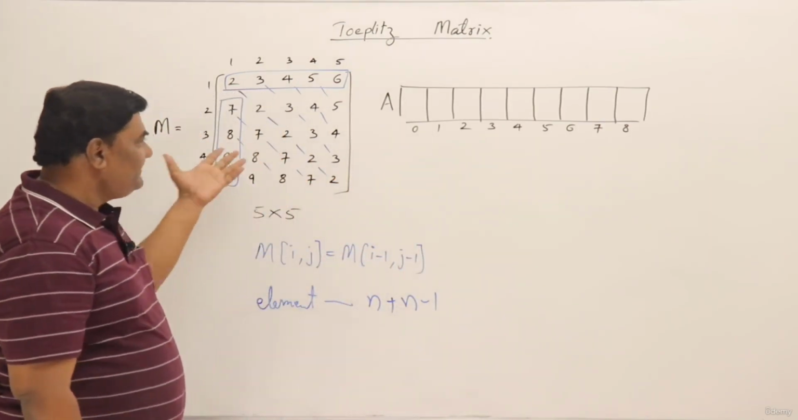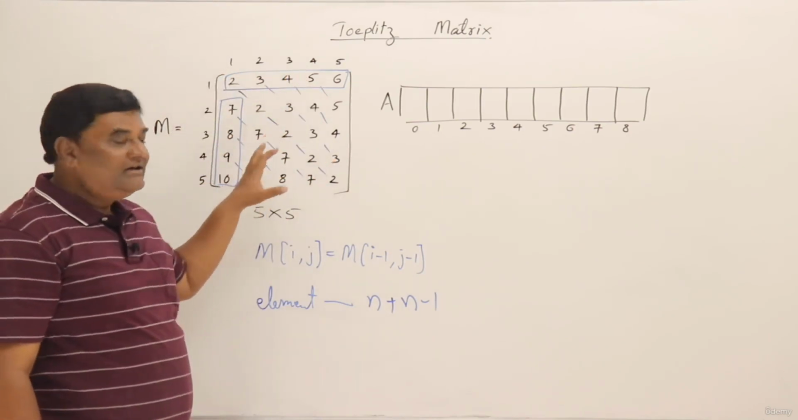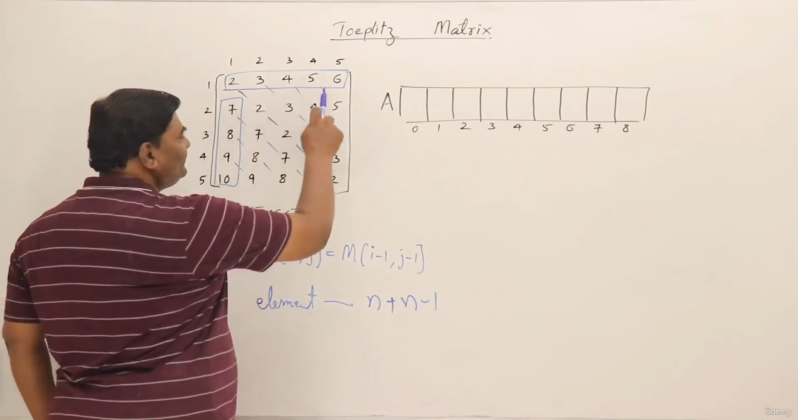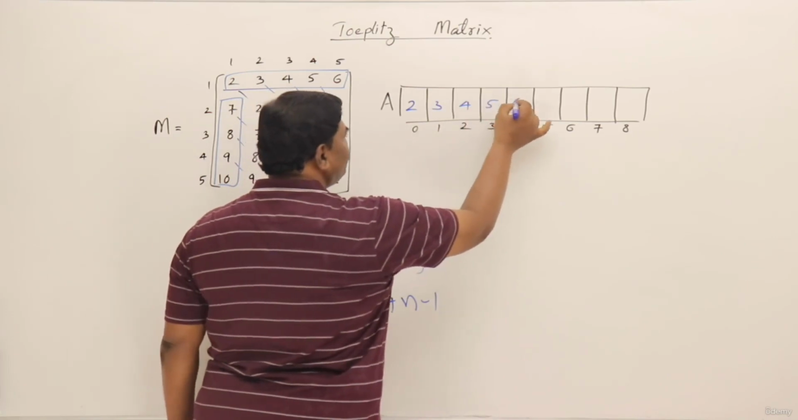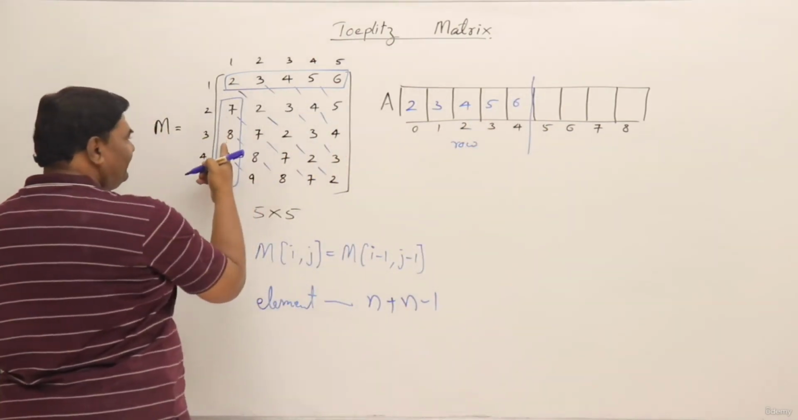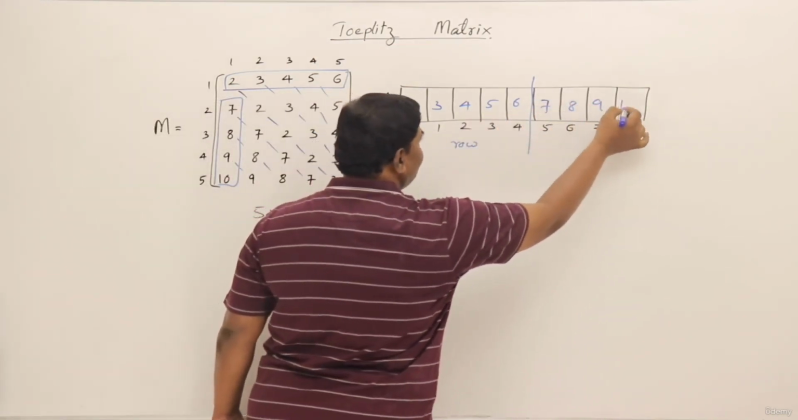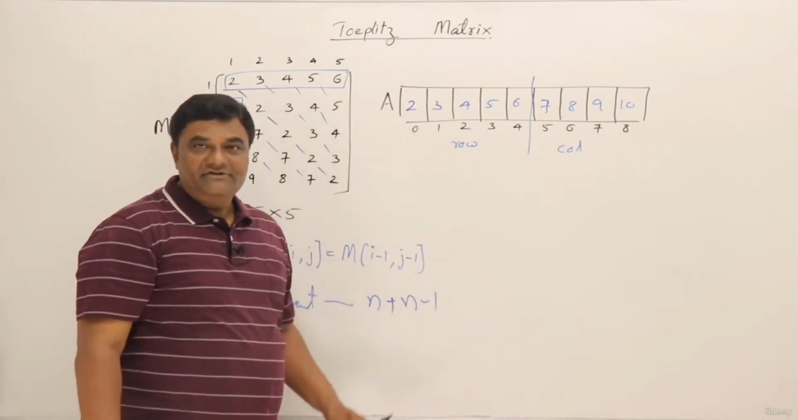Now how to represent these elements? So I don't have to store all the elements. First I will be storing first row elements. Then let us store column elements. That is sufficient. So first row elements 2, 3, 4, 5, 6. This is row. And first column elements 7, 8, 9, 10. And this is column. So mapping of these elements I have done.